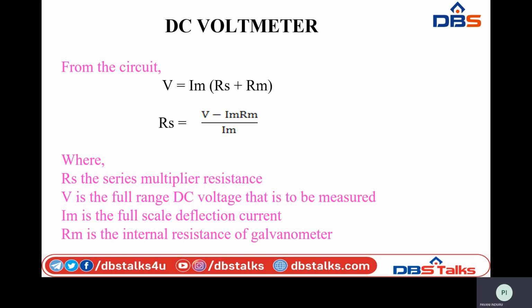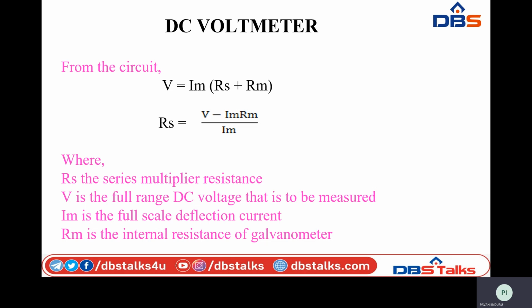Here Rs is the multiplier resistance. How is it determined? With the help of this equation, V equals Im Rs plus Im Rm. So Im Rs equals V minus Im into Rm. We need only the series resistance value, so Rs equals (V minus Im Rm) divided by Im.